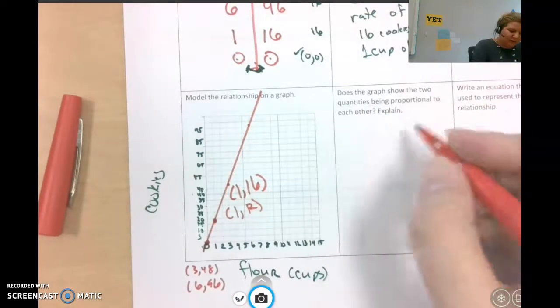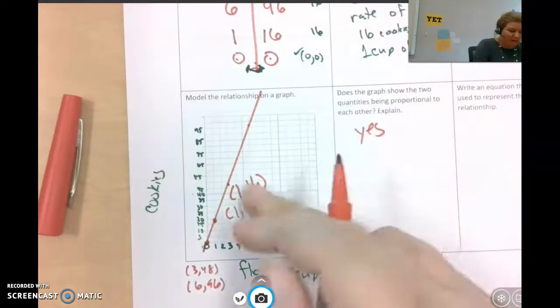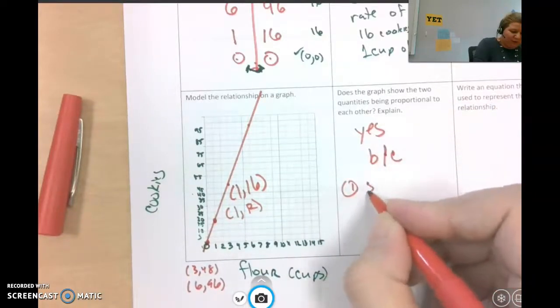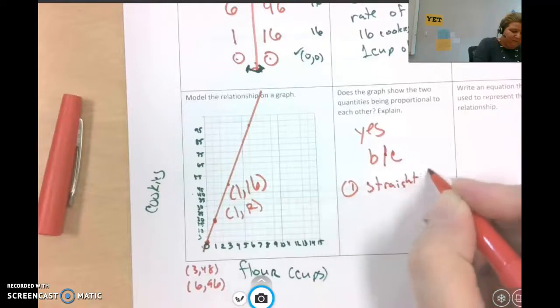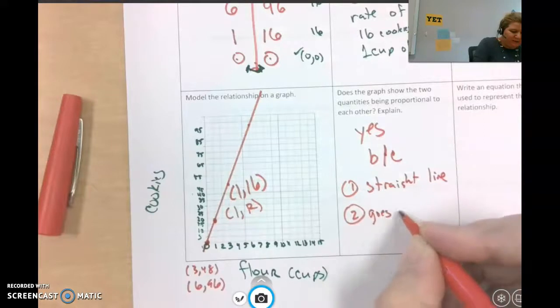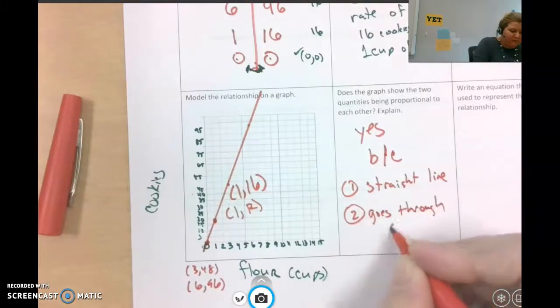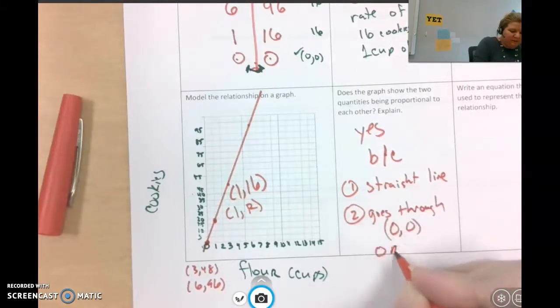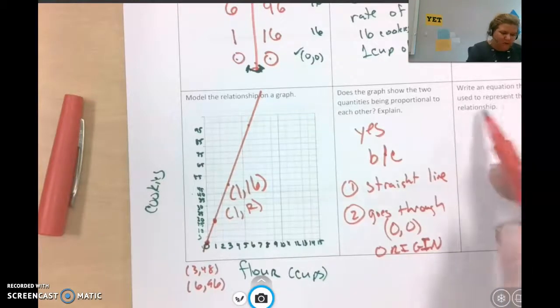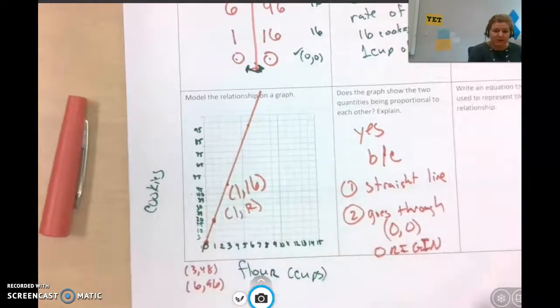Does it show a proportional relationship? Yes, on the graph, because when I'm looking at a graph, number one, it's one straight line, and number two, it goes through (0, 0), which is the origin. I've heard some people call it the organ. It's origin.